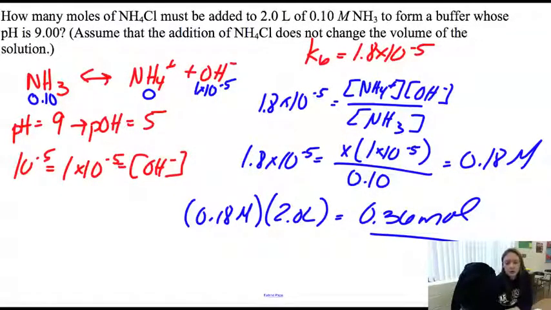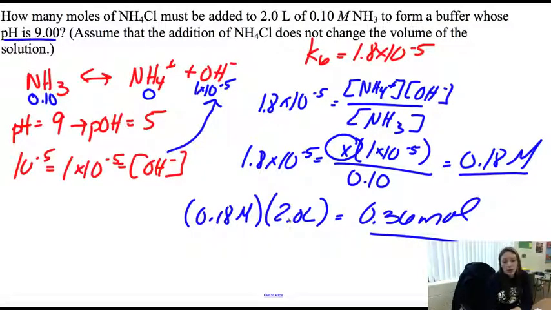Okay, we should get 0.36 moles. This one's a little bit backwards in the fact that they gave you the pH, so that means I can get the pOH. Get the pOH, I can get the OH minus concentration, which means I can use that in my equation here. You can plug it in with your Kb and solve for X, which in this case is my NH4 plus concentration, or NH4Cl. So I get that molarity, molarity times volume equals moles. Remember, molarity is moles per liter.